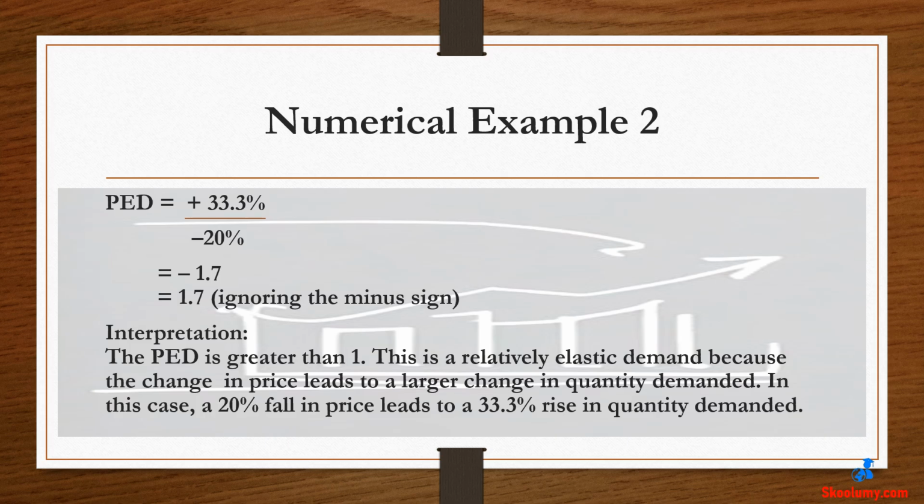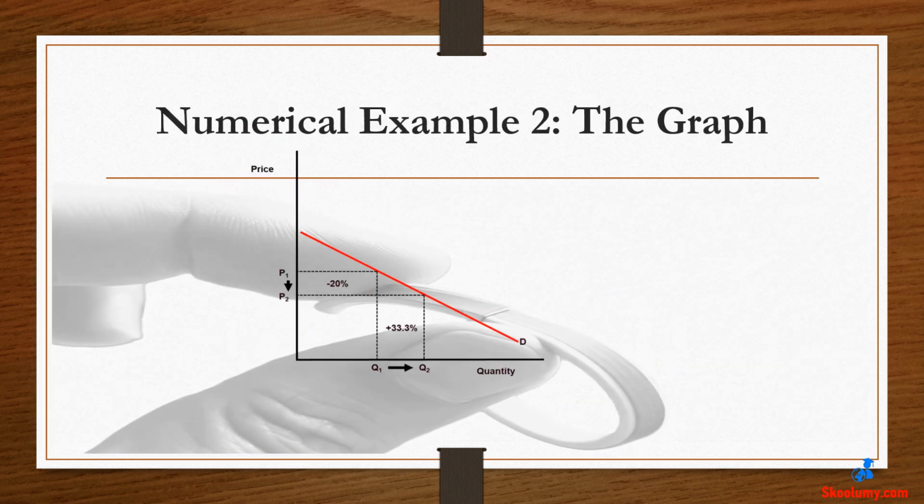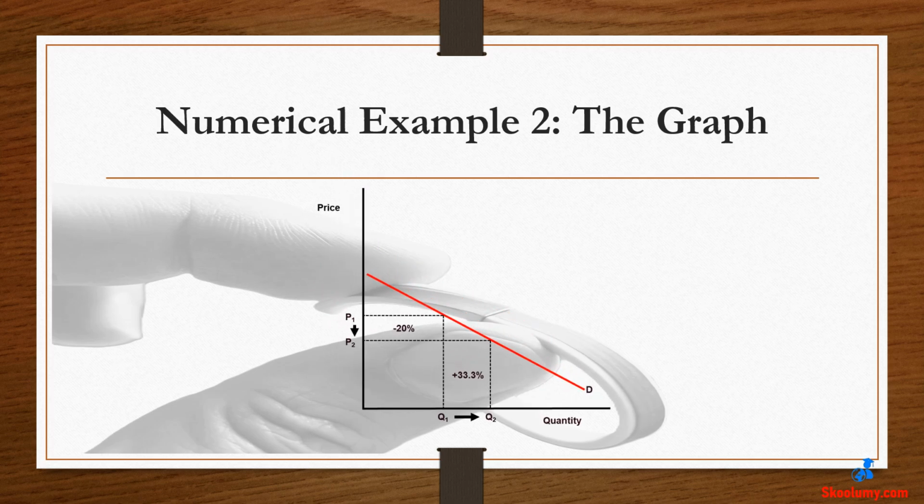The PED is greater than 1. This is known as relatively or fairly elastic demand. It means that a price change, a 20% decrease, leads to a bigger change in quantity demanded, a 33.3% rise. This is the graph of relatively elastic demand.